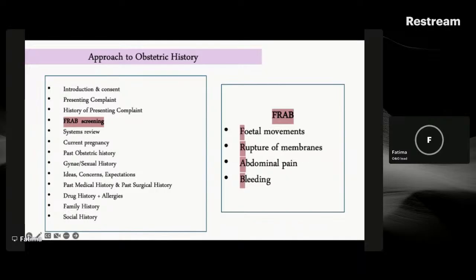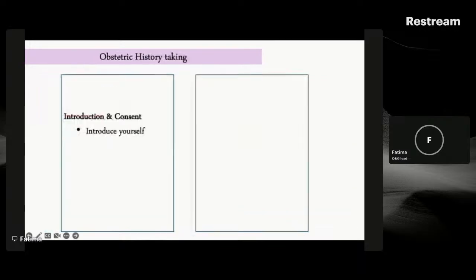And then we'll go through the rest of a normal history, which includes past medical history and past surgical history, drug history, which includes any medications and any allergies, and if they have any allergies, what happens if they do take that medication, for example, then family history, and then social history. Social history would include alcohol, smoking, and drugs. And in particular, for the obstetric history, we'll go through what else is important for a social history.